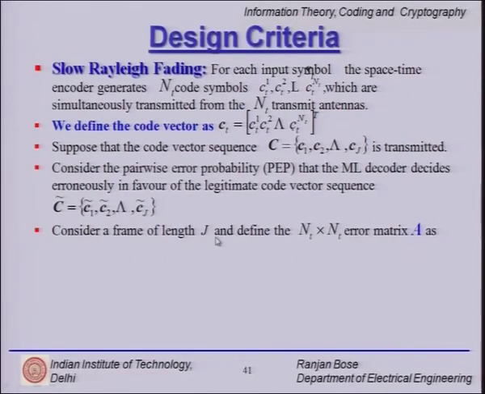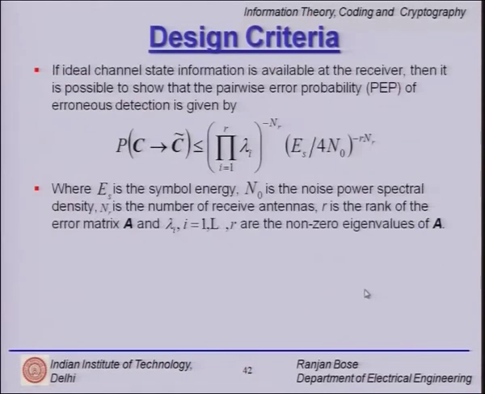So, a frame of length j is considered. We have now an error matrix as follows, which is an NT cross NT error matrix A, and we will use this for our design criteria. What is A as a function of C and C tilde? C was sent, C tilde was received. We define it as C minus C tilde times C minus C tilde complex conjugate.